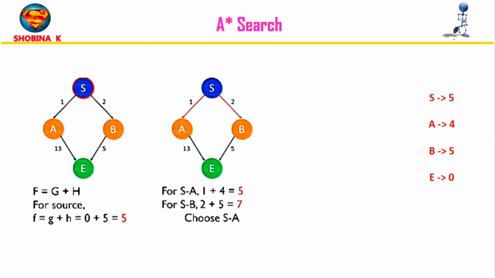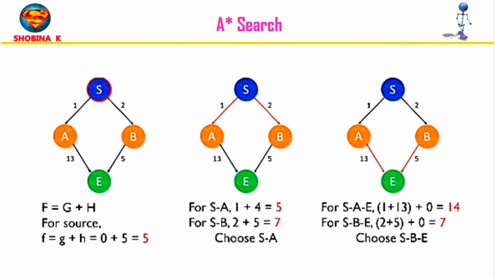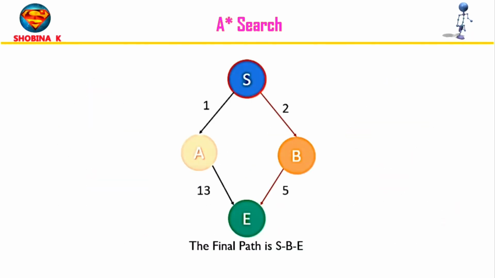Now moving on here, the paths from A and B to the destination will be calculated now. So the total for the paths SAE comes up to 14. And the path for SBE comes up to 7. Now we choose the path SBE as it is the shortest one. So after calculation, we have found that B has given the least path. So we have changed our least path to SBE and reached the destination. And this is how we use the formula to find the optimal path.